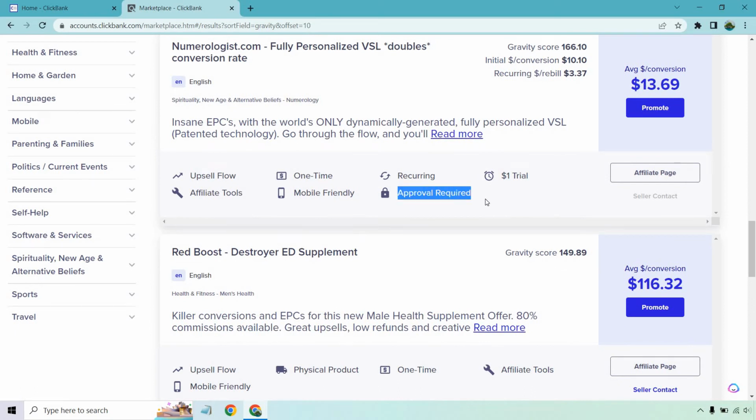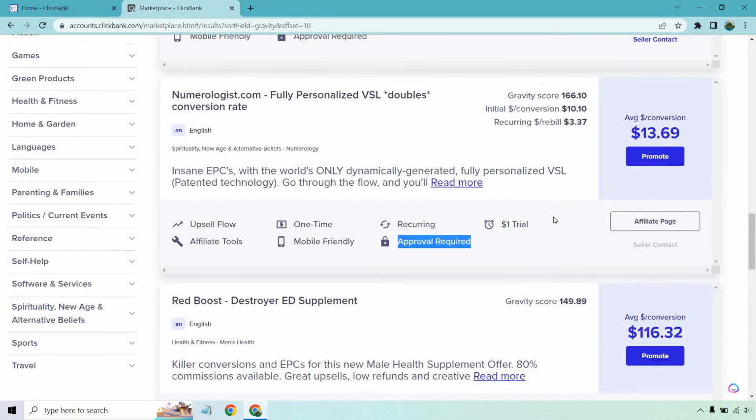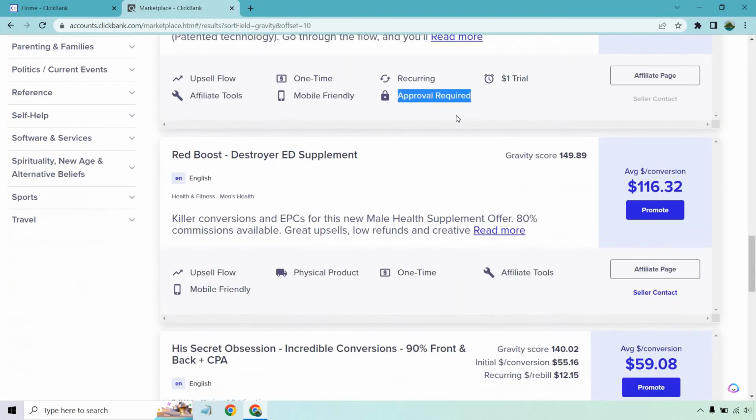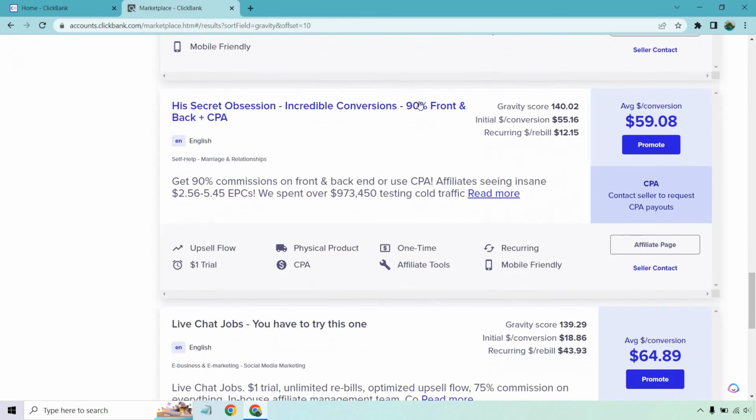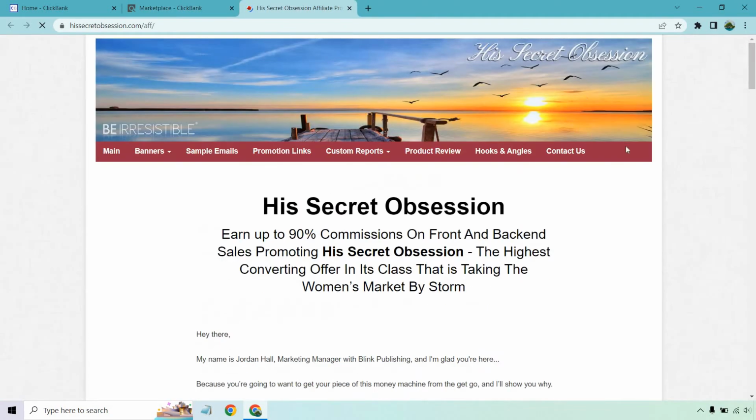What that means is that you need to pretty much reach out to them. There'll be a contact page. This is to help guard the ways people promote, I guess, in my opinion, or maybe they just want specific affiliates who they know are going to be doing volume. There's a lot of reasons for that, but you can come across that every now and then. We have Red Boost, His Secret Obsession. This is a dating one. Let's open this up. Okay, here we go.